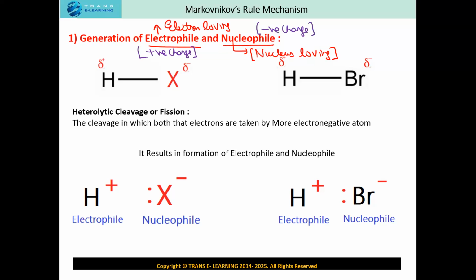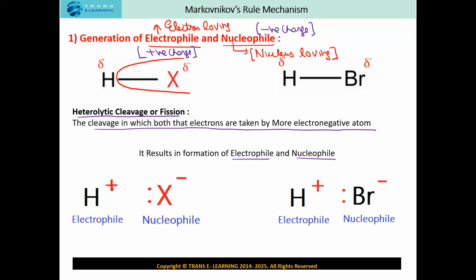Okay, so here when we are taking the hydrogen halide, as I've explained to you, heterolytic cleavage or fission will take place. It is the cleavage in which both the electrons are taken by the more electronegative atom. It results in the formation of an electrophile and a nucleophile. So you can see here that heterolytic cleavage will take place. The hydrogen will lose both the electrons to the halogen and it will acquire a positive charge, and the halogen will acquire the negative charge.